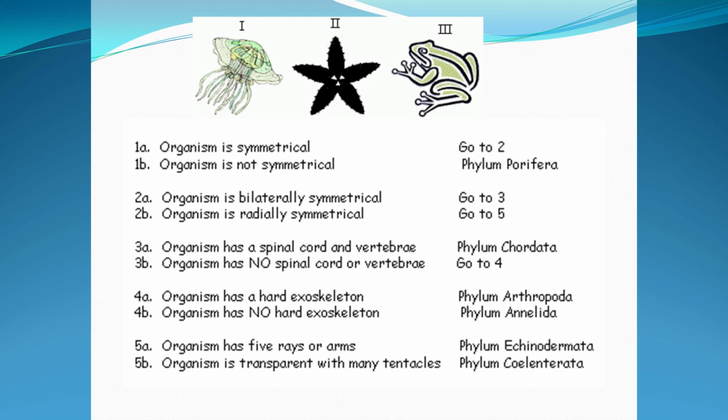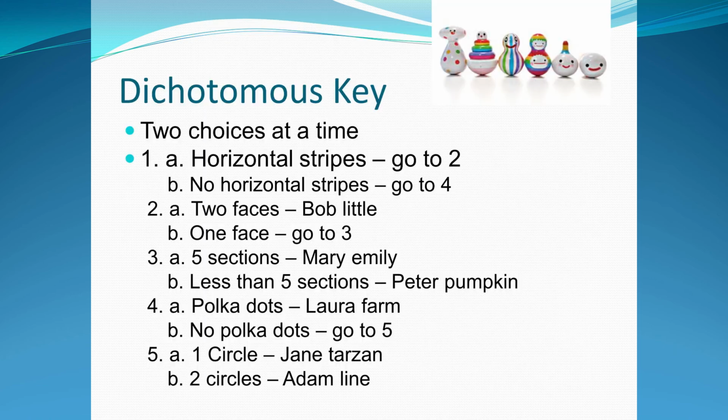Now it says bilaterally or radial. I know it's radial symmetry because I can do multiple lines of symmetry through the center. So go with me if that's a new term for you. So it says go to 5. Then it says 5 rays or arms or transparent with many tentacles. So this one has 5 rays, 5 arms. So it must be phylum Echinodermata. So that would be how I would identify what phylum a starfish goes in. For this one, the terms are kind of tough, but it still always presents you with 2 choices that you have to choose from. Here's one more that's a little bit easier.